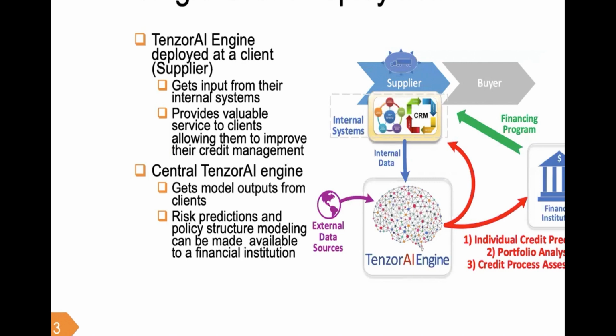So your model, your TenzorAI engine, is both a data collector and an aggregator, and then making predictions from it that go both to the supplier and also to the financial institution. Yes. How is it received by the supplier, and then how is it received by the financial institution?